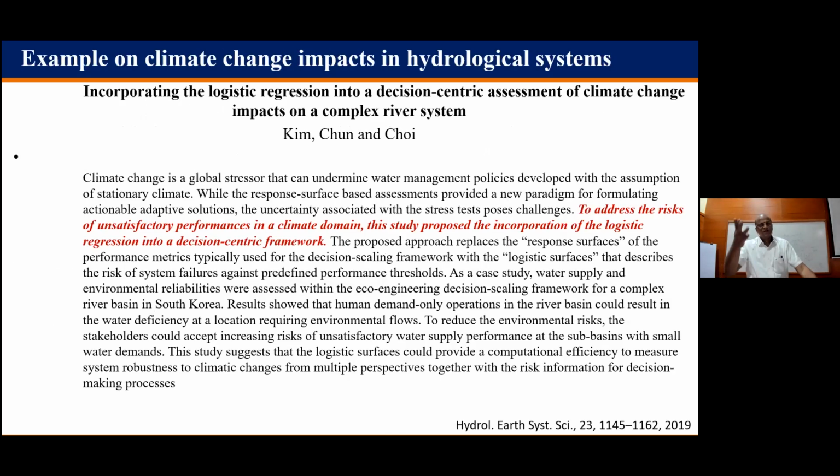All right. This is something I just saw today. This is an open access paper, for example, using logistic regression for climate change impact on a complex river system. I've highlighted in red: to address the risk of unsatisfactory performance in a climate domain, this study proposed the incorporation of logistic regression into a decision-centric framework. They've proved that logistic regression is doing a good job. So you can see that with just logistic regression and a data set, you're able to publish a paper, and it is as late as 2019. Okay, I think I've conveyed the message.